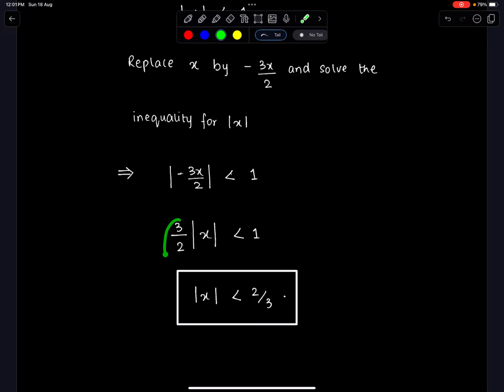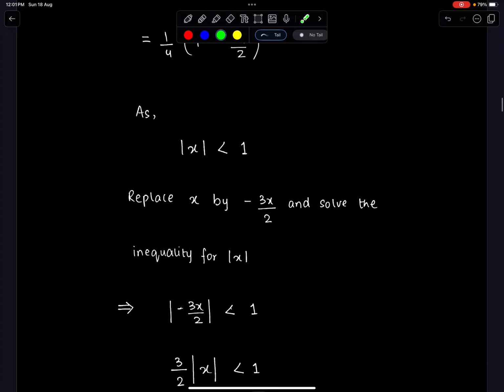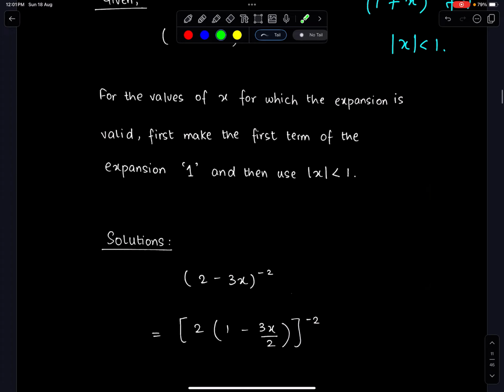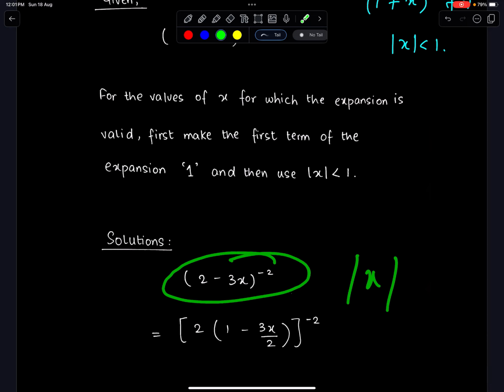For that you need to shift this on other side. So modulus x less than 2 upon 3. So for these values of x, this expansion or this expansion is valid. Or you can say this expansion is valid for these values of x.